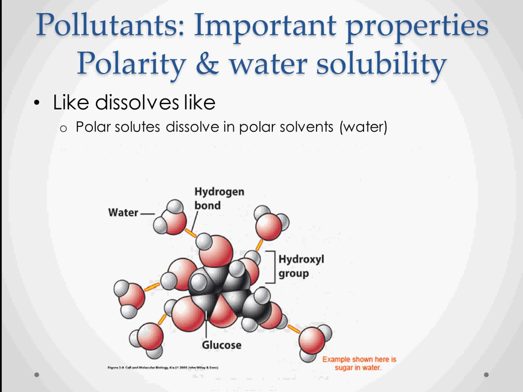Okay, so here is an example. This is a glucose molecule. It's a polar molecule, and it shows you how it interacts with the water. So we've got the negative portions of the water molecules interacting with the positive portions of the glucose molecule.